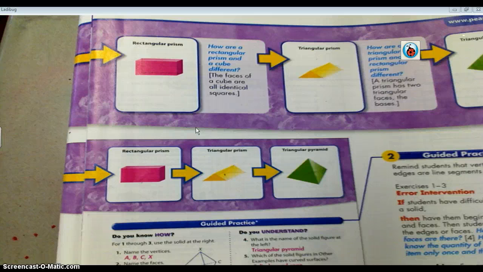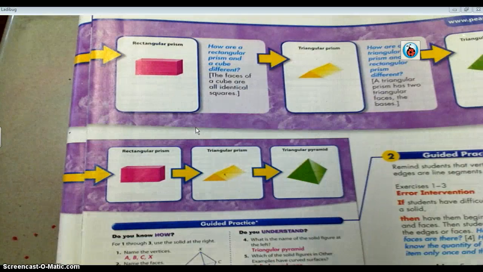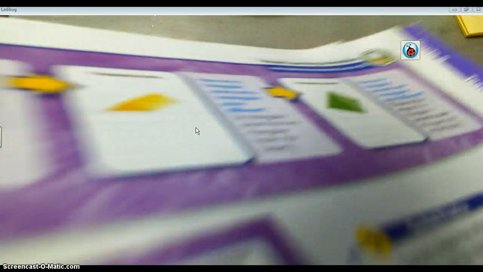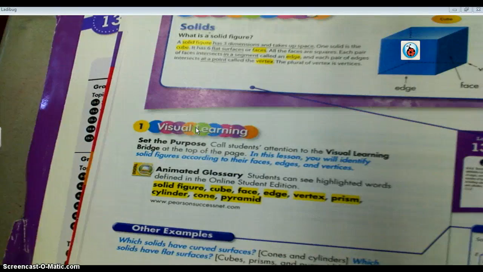If you look down on the left-hand side where it says other examples, it gives you the word prism and tells you the definition of it. Can you read that out loud for me, please, Ben? Prism? Okay, so in order for something to be considered a prism, it has to have two what? Two congruent parallel sides or bases. Okay? What about a cylinder?